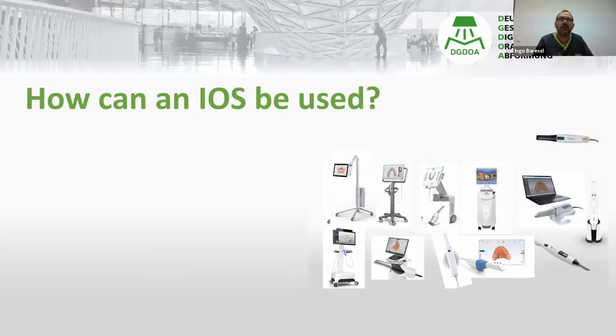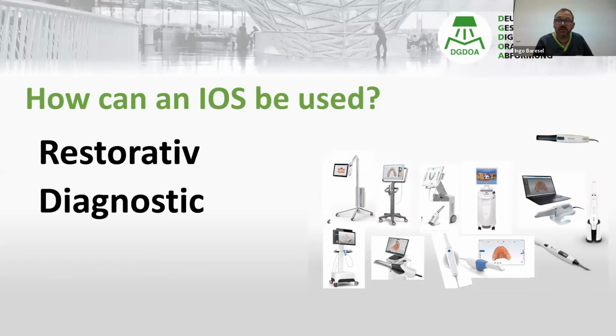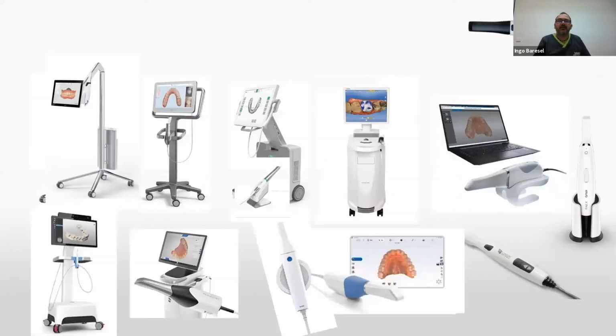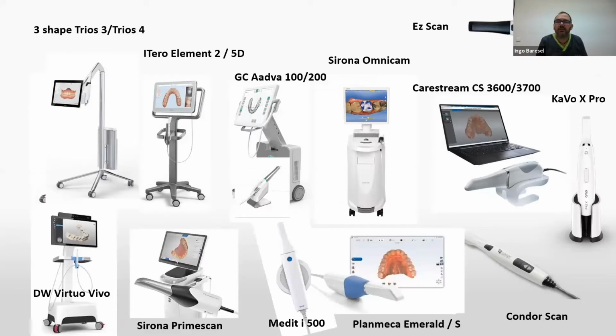And I will show you a few of the arguments you can take to buy one. So mainly we use scanners for restorative dentistry, but we can even use them for diagnostics. I will show you later. And for sure for tooth movement, means orthodontics and aligner therapy. These are the scanners which are on the market today. There are one or two others now coming to the market, but these are all different intraoral scanners. So what's the difference between them?